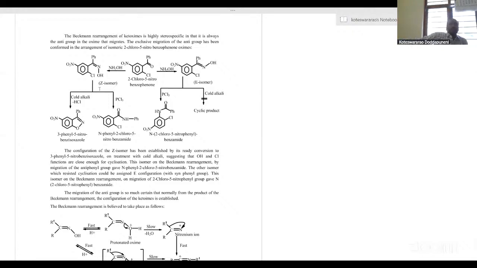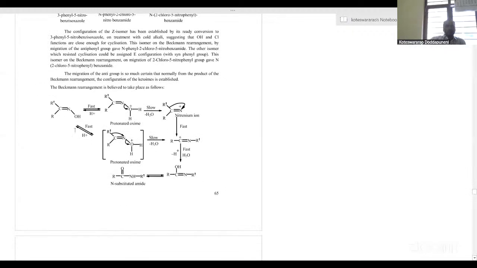Next, the rearrangement. How does this rearrangement take place? Whenever we treat the oxime with acid, protonation takes place on the OH group that is slowly detached from the nitrogen and leads to the formation of nitrenium ion. Nitrenium ion formation by the removal of water is the slow step and rate determining step.